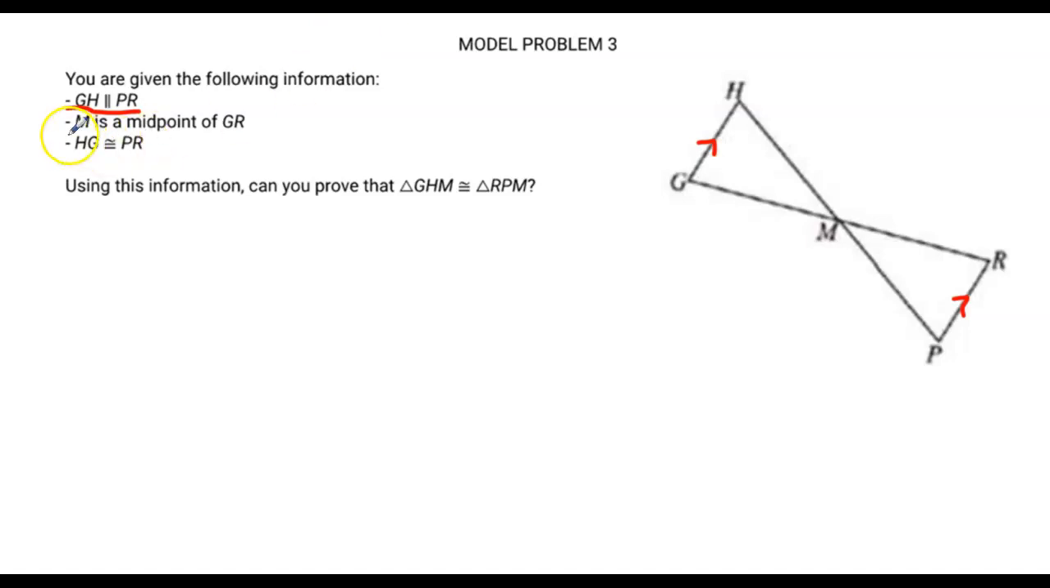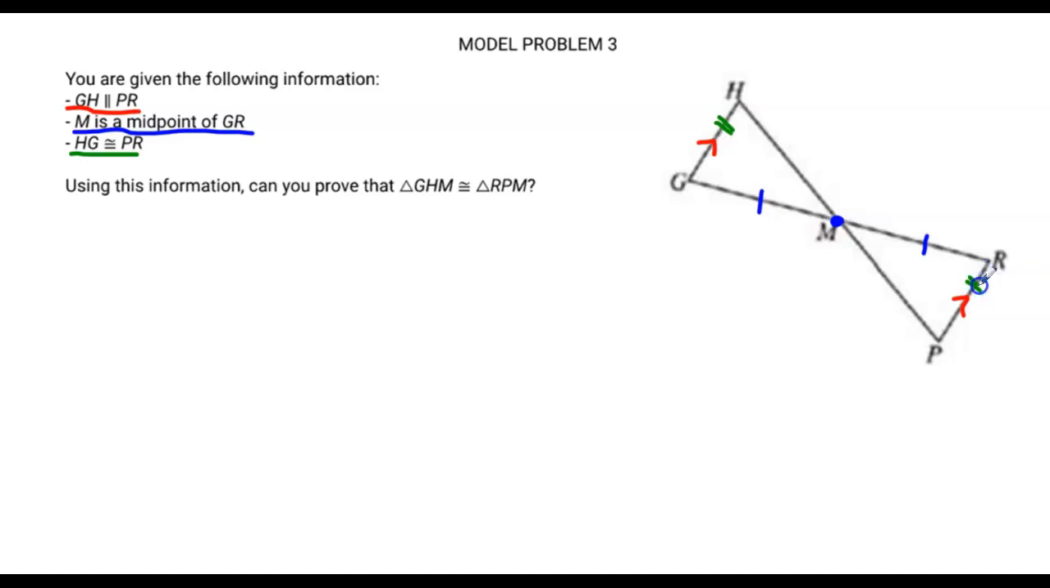We also know that M is a midpoint of GR, which means this point M splits GR in half. Now it doesn't say M is a midpoint of HP, but it says it's a midpoint of GR. So from G to R, that's split up into 2 equal pieces. So GM is congruent to MR. And last but not least, it says that HG is congruent to PR. So we can say HG, which is this side here, is the same measurement as PR.